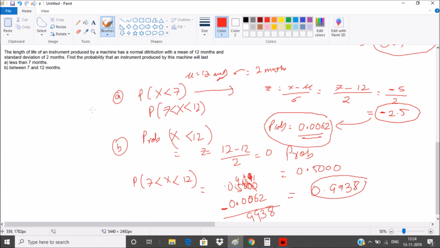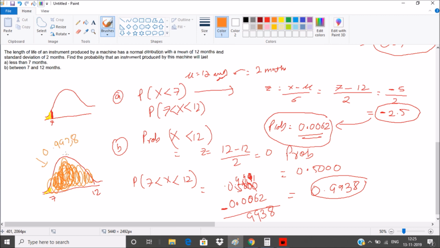right? So what we are seeing with the first example is that the probability of x value of 7 shows only a small minuscule probability of 0.0062 towards the left, but when we actually find out the probability between 7 and 12, we find that the probability associated with 7 is so less that the probability between 12 and 7 comes out to be a very big number, which is 0.9938.